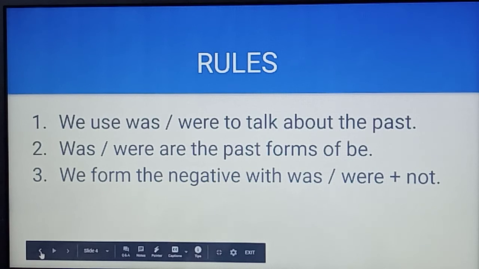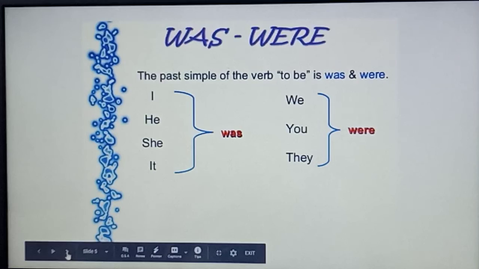So if you want to talk about something that is not there, you just add was plus not, and then were plus not. Was is for singular nouns. Were is for plural nouns. Okay, next.